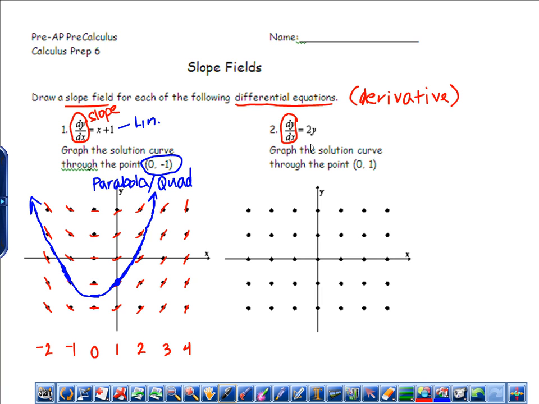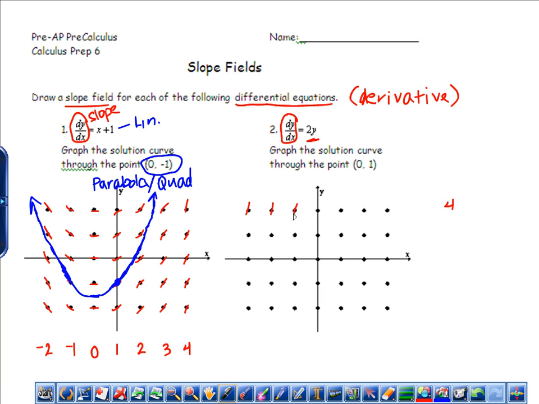All right, here though, I'm only focusing on the y, so on this one I'm going to actually look at the rows. Okay, so let's start with this top row. This top row is where y is equal to 2. All right, so what we're going to do is we're going to double that because it says 2y. So that's going to be 4. So everywhere along this top line, I'm going to draw a little segment with a slope of 4.